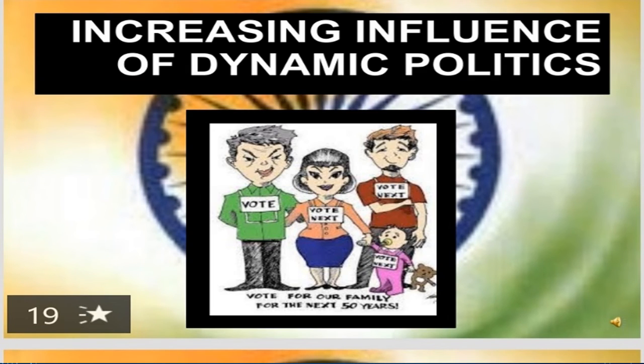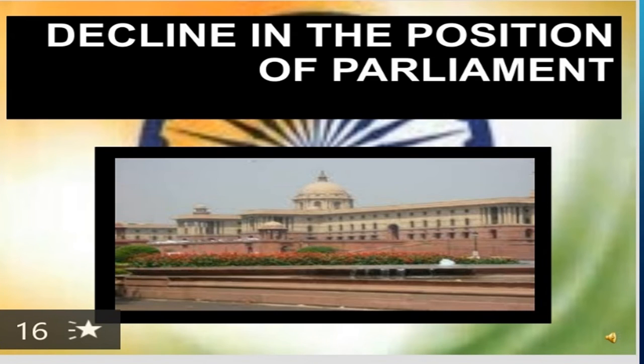Then the increasing influence of dynastic politics. It shows that politics is changing day by day according to people's wishes and desires. So in Jharkhand, we can see the Soren family, which shows dynastic politics, and it must be properly regularized.